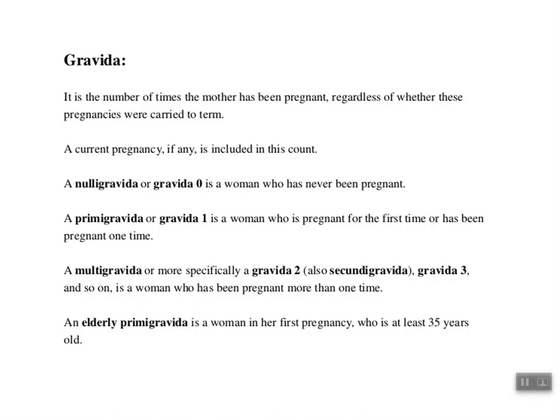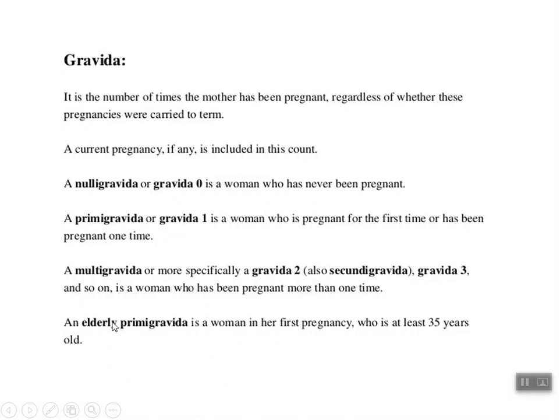Next term is nulligravida or gravida 0. Nulli means nil. Gravida 0 means the woman has never been pregnant. A woman who has never conceived is known as gravida 0 or a nulligravida mother. Next is primigravida or gravida 1. Primi means for the first time. A woman who is pregnant for the first time, or has been pregnant one time, is known as a primigravida mother or gravida 1.